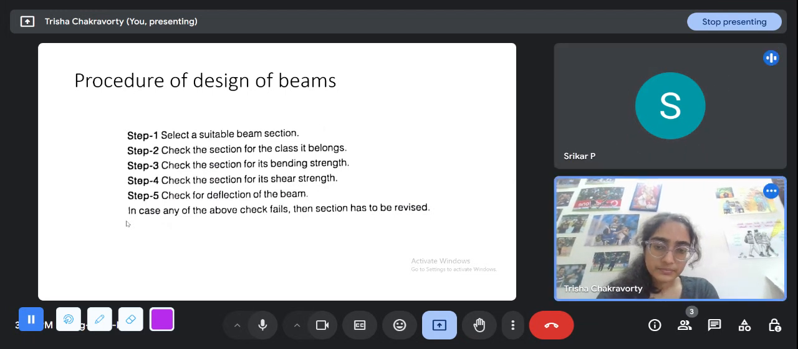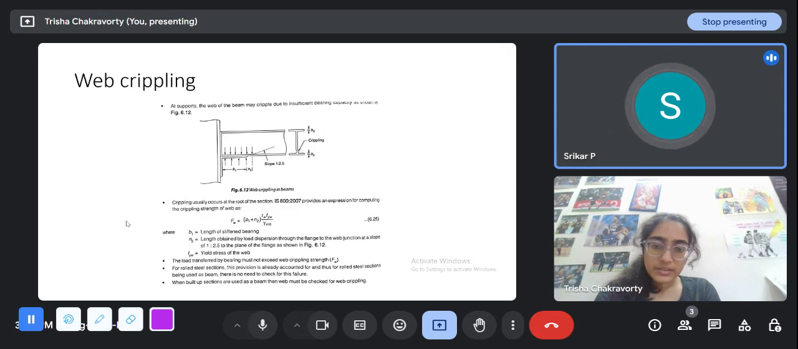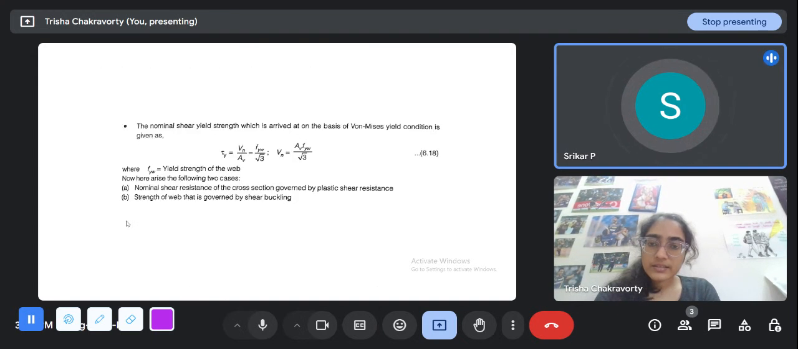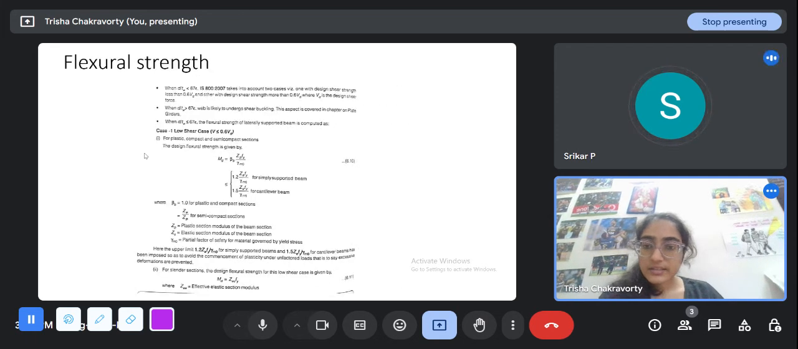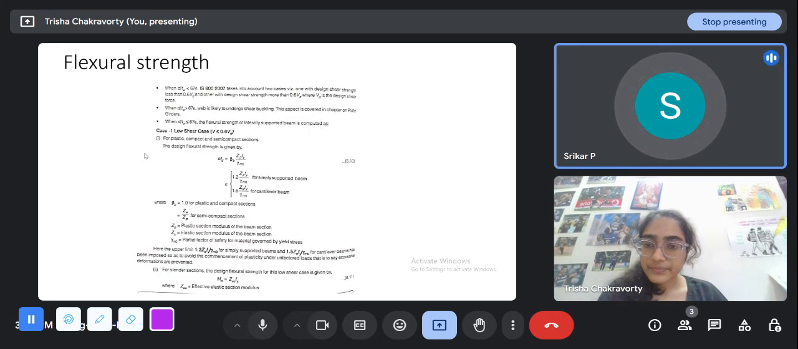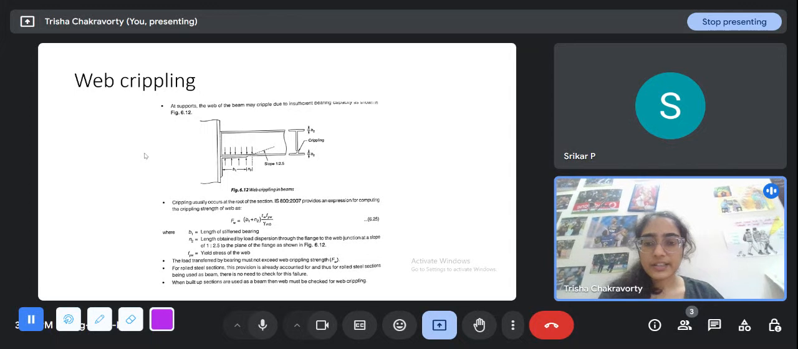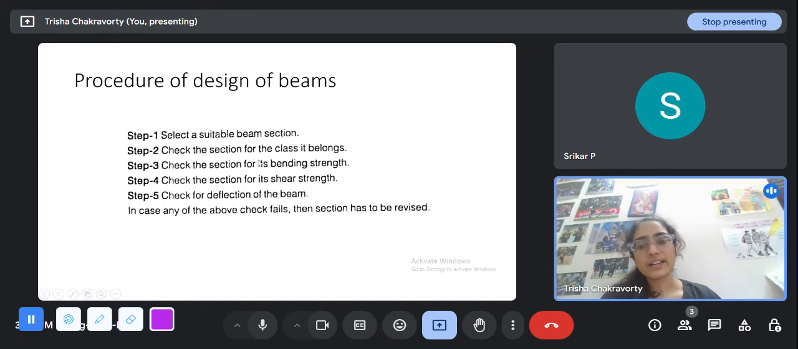Yes, so we will be calculating the shear strength here. We will have the shear load coming on it, and we will be comparing it with 0.6 times the shear strength. So indirectly we are calculating the shear strength of the section. Yes, exactly. We are calculating it, but then we have to check that section for it. Yes, we are actually calculating the shear strength there itself.